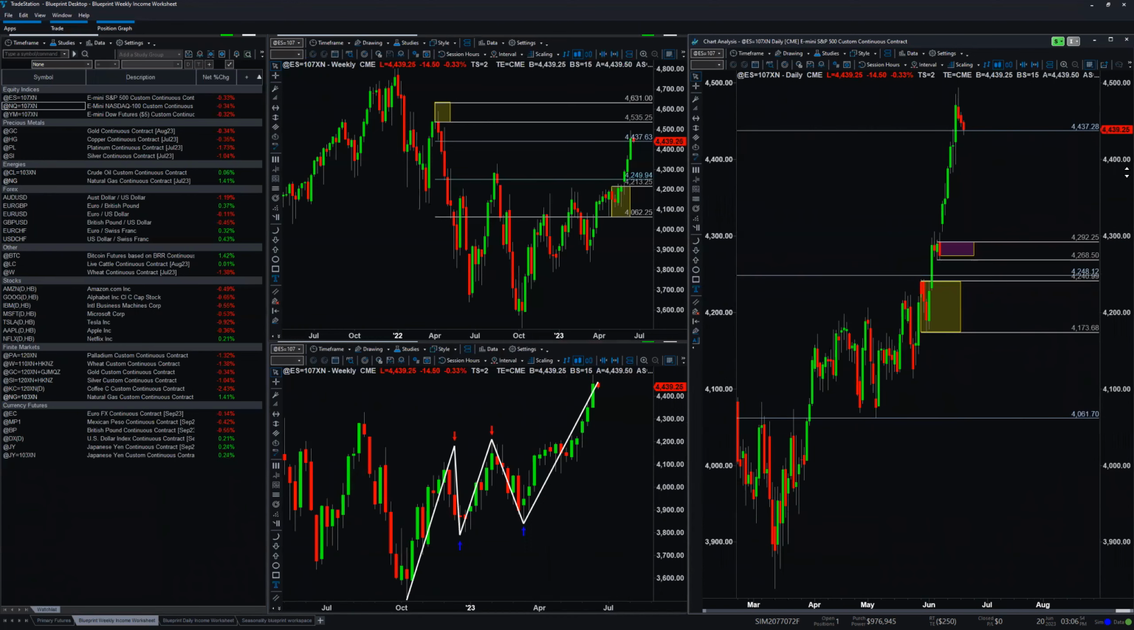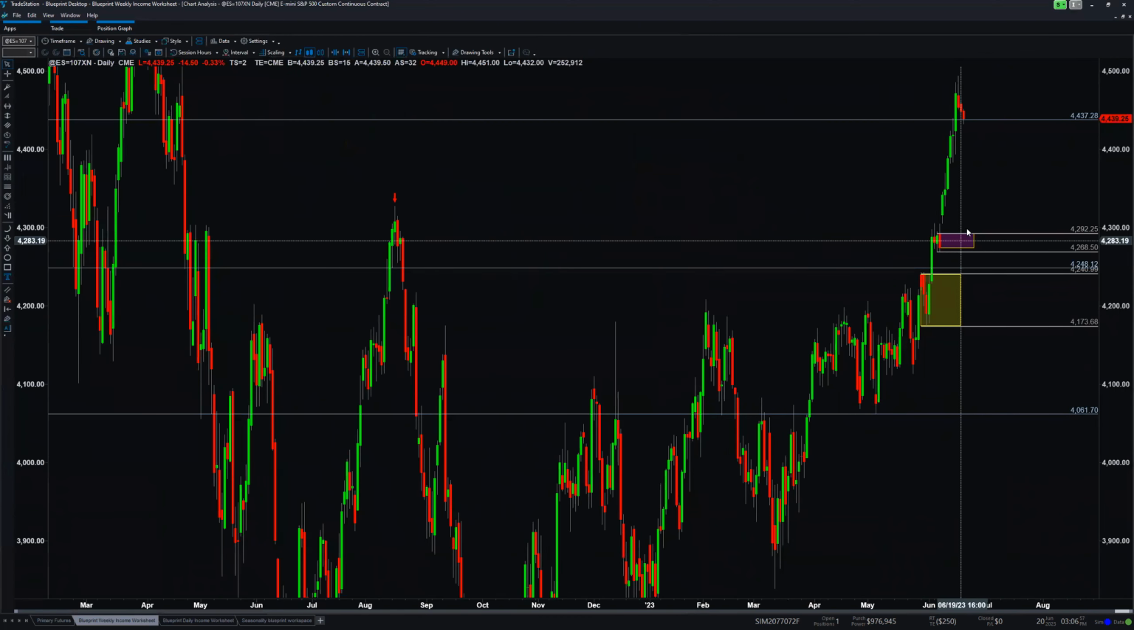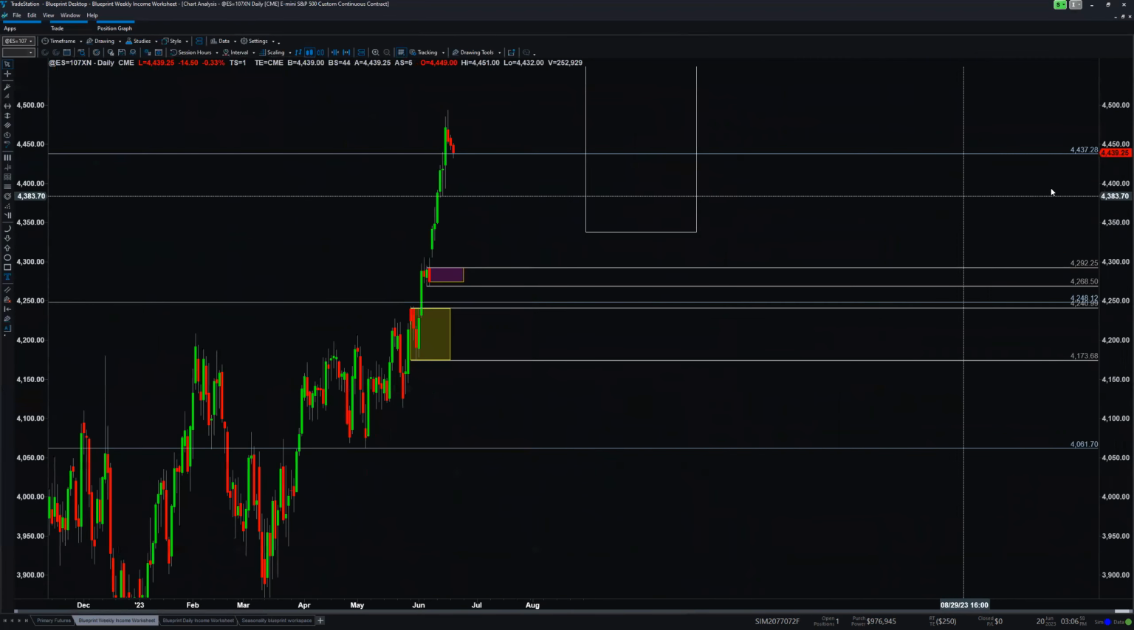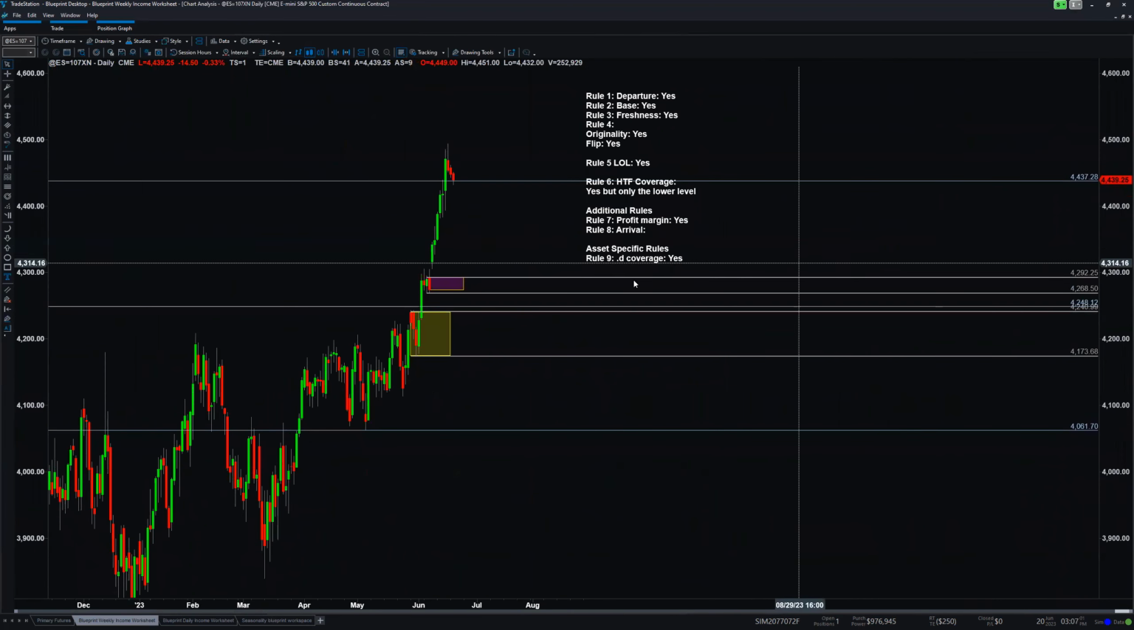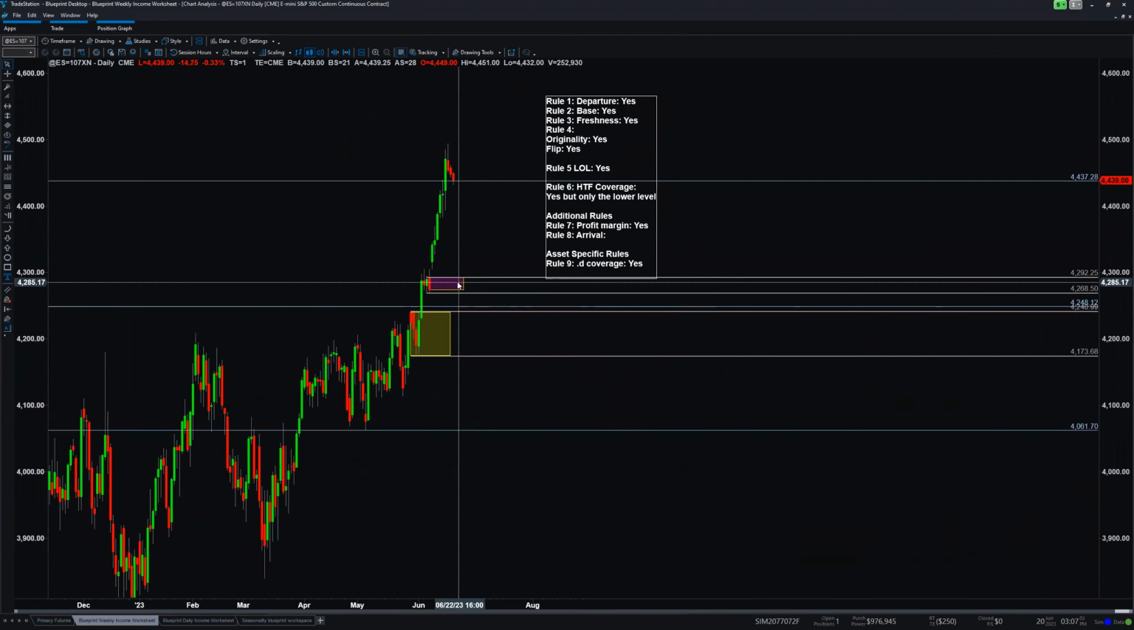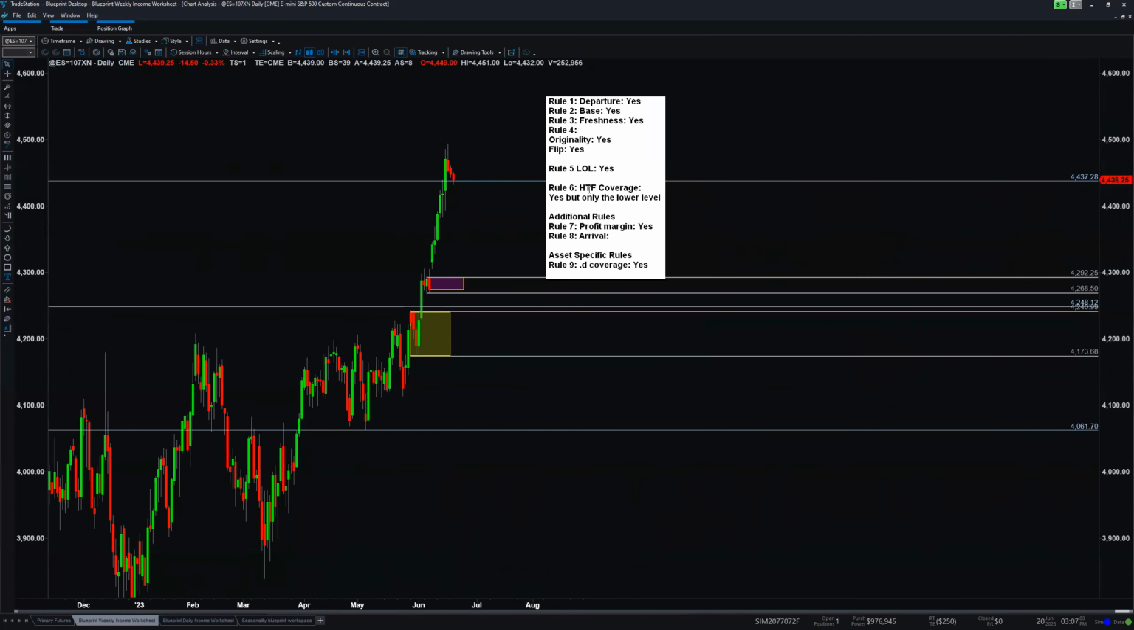Now you can see why level on top of level is so important. If I trade the first one, then I'm in equilibrium. I trade the level on top of level. I trade with higher time frame coverage. So already it looks similar to the Nasdaq that we just did. Profit margin is also given.